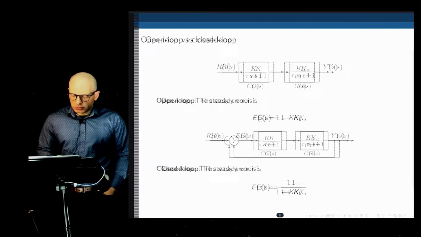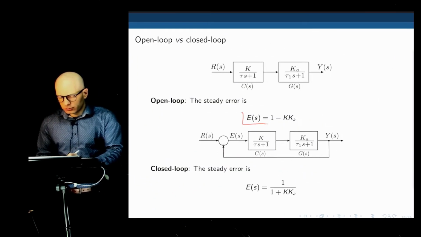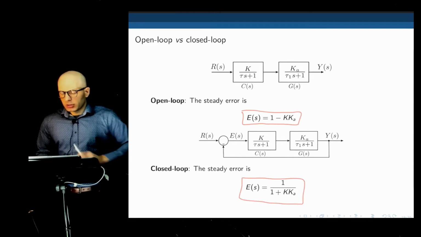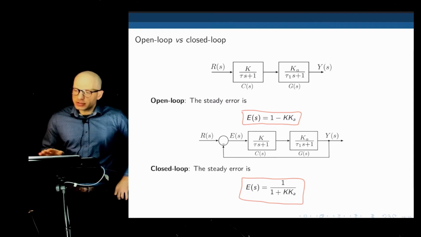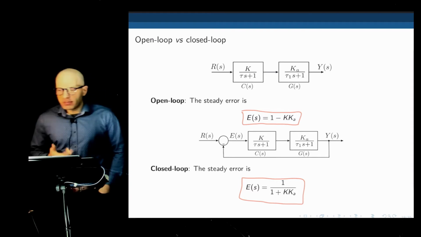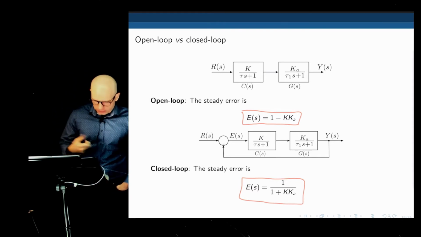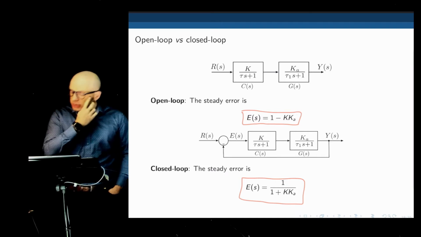So two approaches. In the first one, the open loop, there is only one way to minimize the steady state error. In the closed loop, the steady state error is never 0 for this particular case, but it may be minimized by manipulating K, by setting K to a high value. Okay, so that's the trade-off.